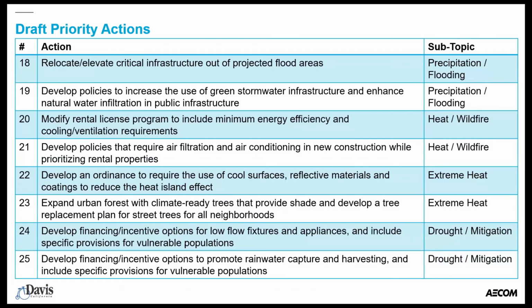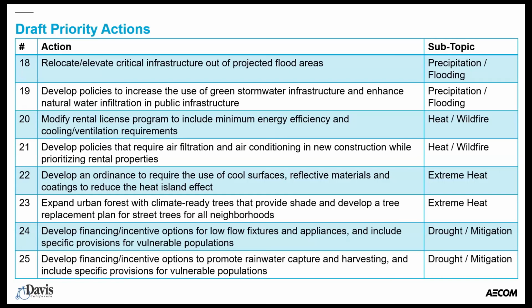Next slide. This is the last one, last of the draft prioritized actions. They are all adaptation actions. So relocate or elevate critical infrastructure out of projected flood areas. Develop policies to increase the use of green stormwater infrastructure and enhance natural water infiltration in public infrastructure. Modify the rental license program to include minimum energy efficiency and cooling and ventilation requirements. Develop policies that require air filtration and air conditioning in new construction while prioritizing rental properties.